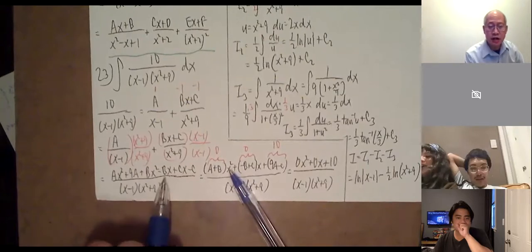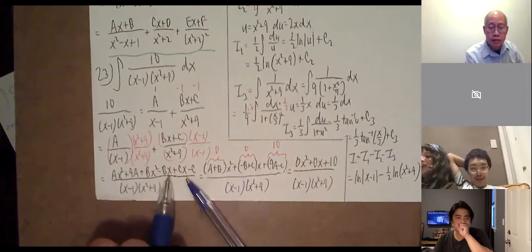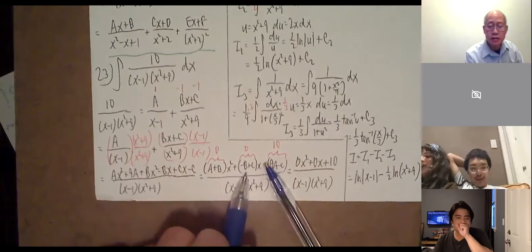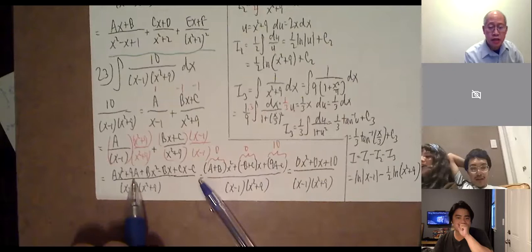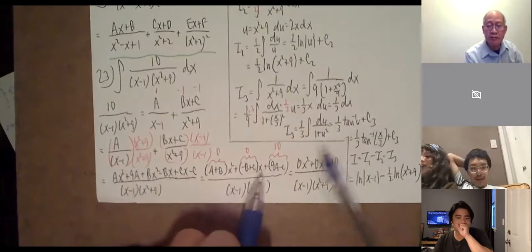Now the x's are here and here. These two have only x. So parentheses, negative b plus c, x. And then the constants. Constant means there's no x. This one doesn't have any x. This one doesn't have any x. So 9a minus c.